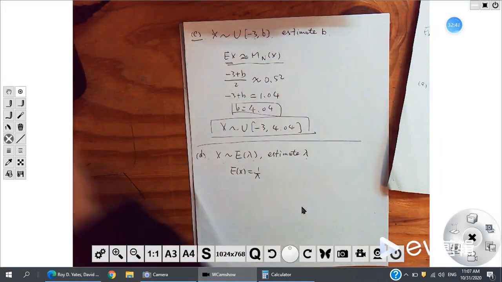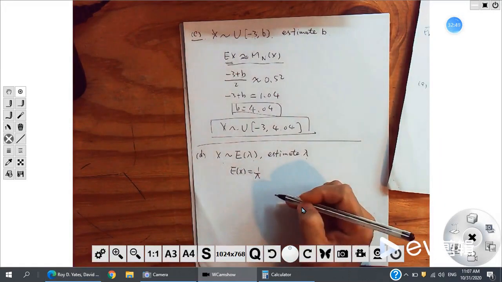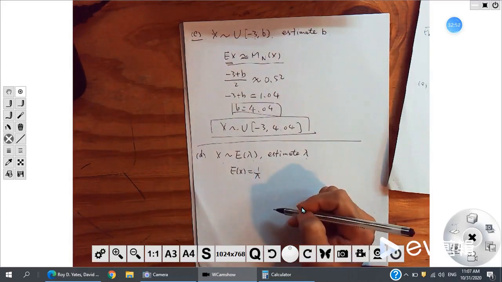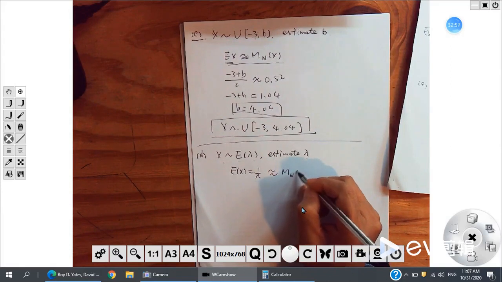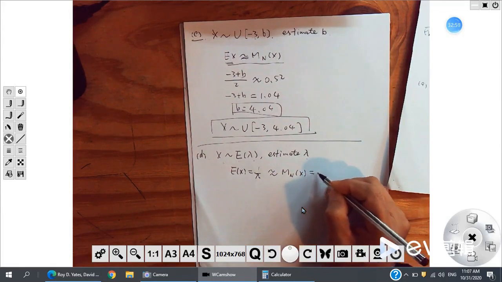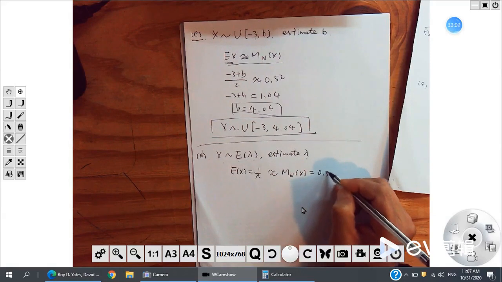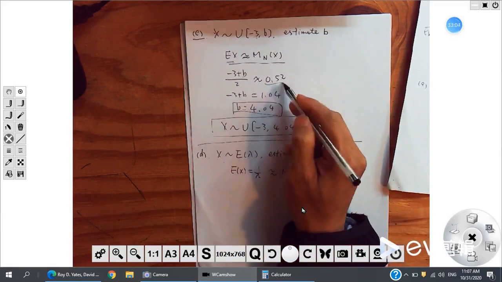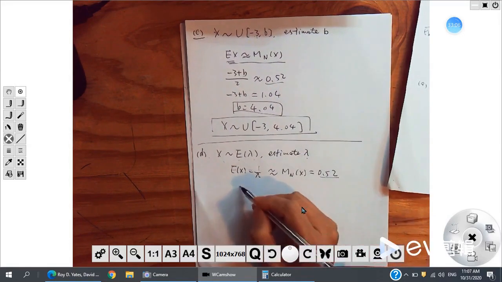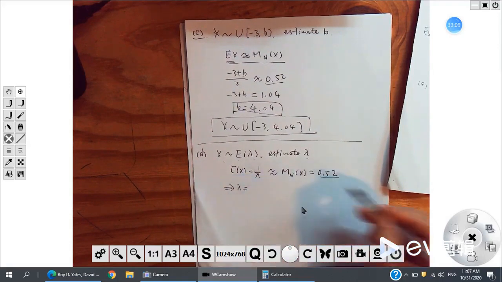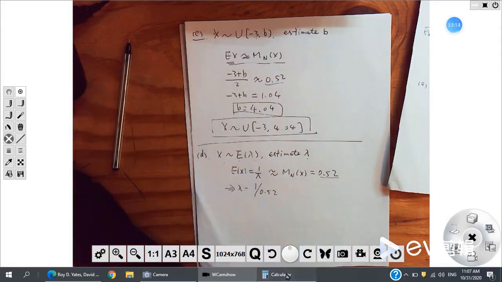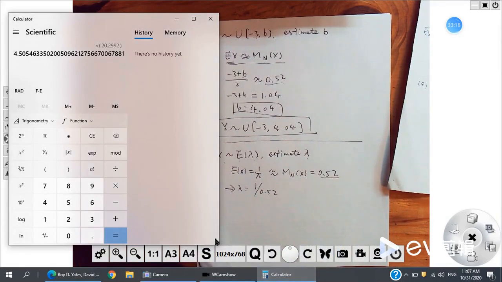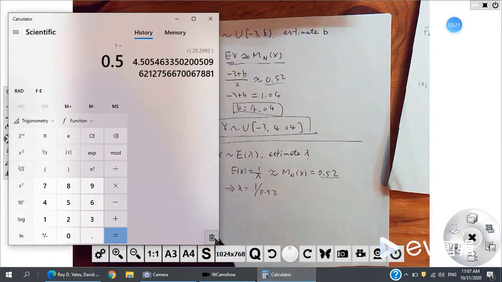I have this, right? E of X will be 1 over lambda. And we know this is close to the mean value with n samples of X. Now I have 10 samples, and this value I calculated is 0.52. Right, 0.52. So lambda equals, that's it, 1 over 0.52.